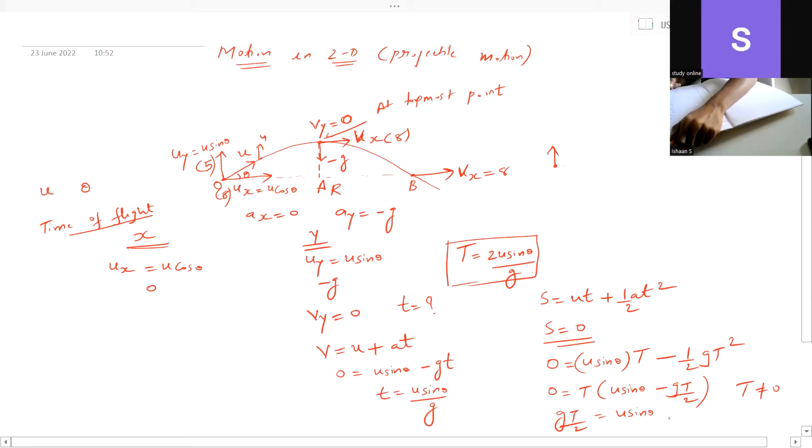Yes. Clear? So both the ways, I think it's clear. This is the only two ways which we can. Yes. Now you can just tell me what will be the maximum height. Okay.